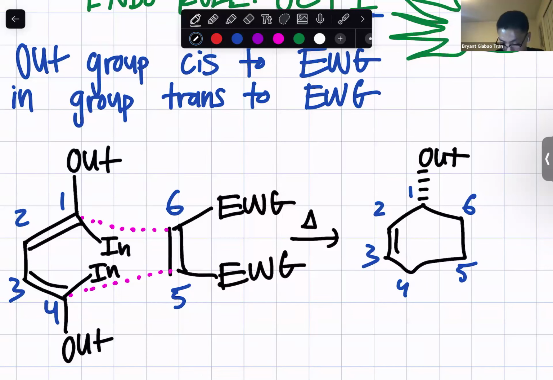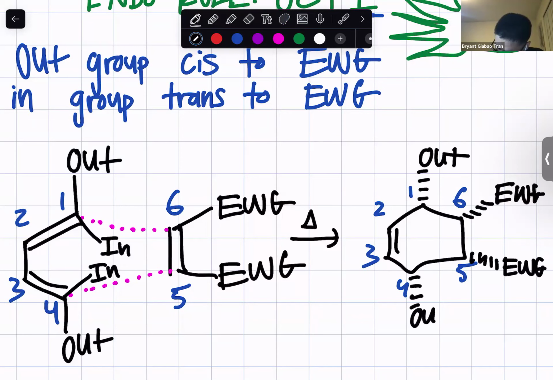You just put plus enantiomer at the end, right? Since the outgroup is a dash, we want the EWG also to be a dash because outgroup cis to EWG. We want them on the same side. That makes the in-group a wedge because the in-group is trans to the EWG, like that. Okay. Does that make sense so far?